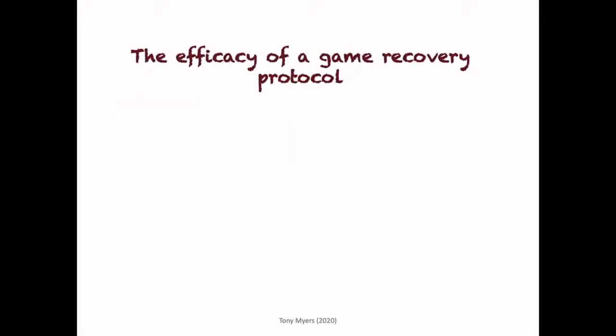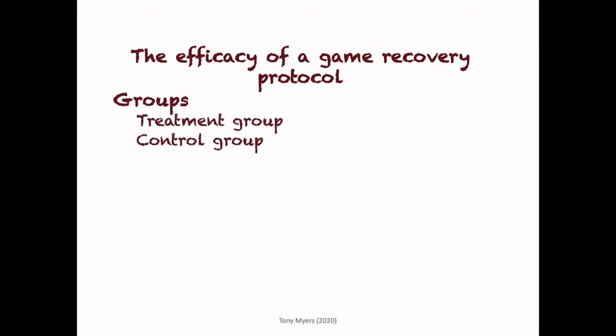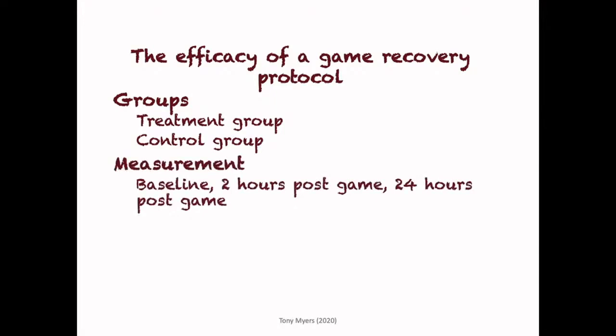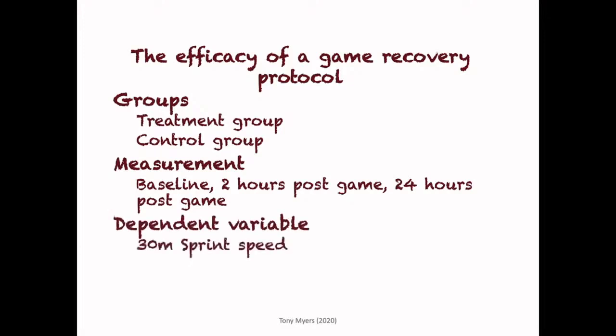Groups involved: treatment and control group, randomized. That's not actually always possible in an applied context, but for the simulation, it's no problem. Measurement: baseline, 2 hours post-game, and then 24 hours post-game. Dependent variable: 30 meter sprint speed. So this data has been simulated, but is similar to some actual empirical data that's been gathered.